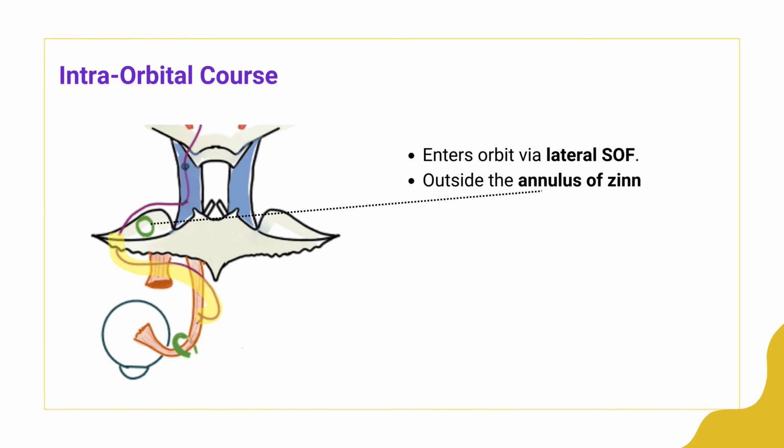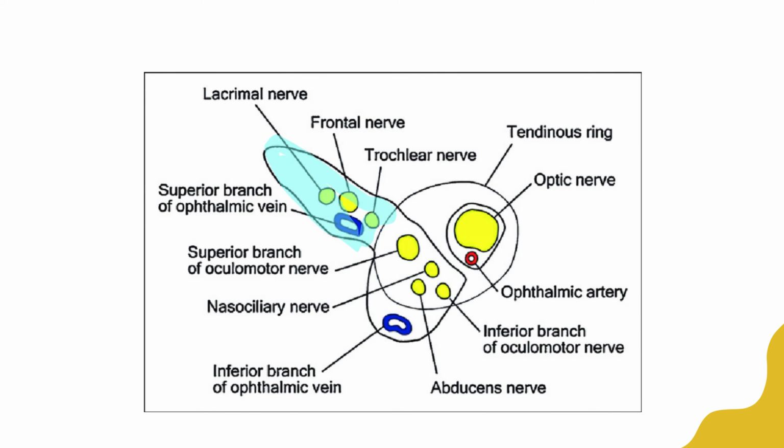Next is the intraorbital course. The nerve enters the orbit via the superior orbital fissure outside the annulus of Zinn through the lateral compartment along with the lacrimal and frontal nerves and the superior ophthalmic vein. So you can see the same thing being represented in this diagram.